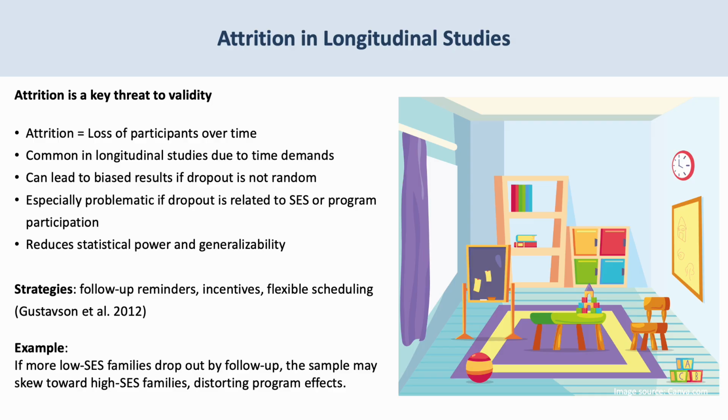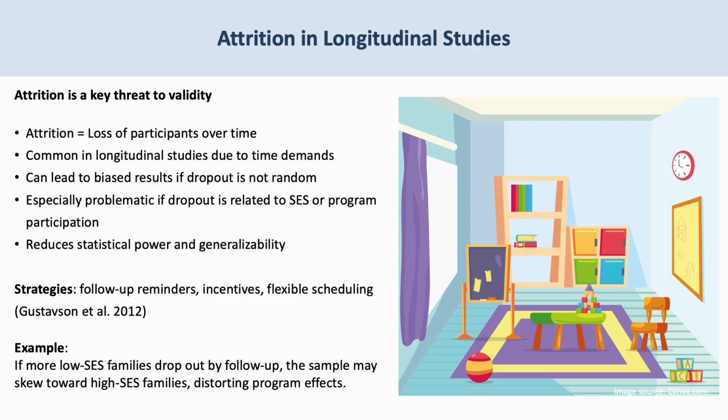So for example, if lower SES families are more likely to drop out, perhaps due to transportation or competing priorities or lack of trust in research, our final sample may overrepresent high SES families. And this would skew the results and make it harder to assess whether the reading program works equally well across different SES groups. Attrition doesn't just reduce sample size, it introduces systemic bias and weakens our ability to generalize the findings. It also reduces the statistical power of our analysis. So to address this, it's important to have a retention strategy in place from the start.